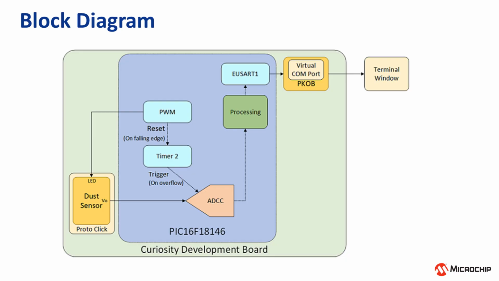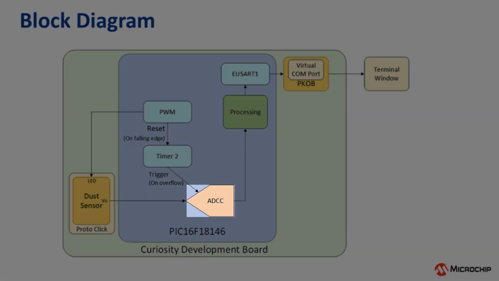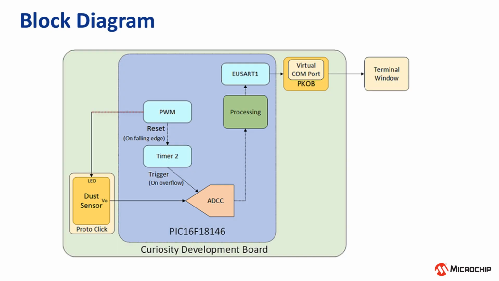On the microcontroller side, this application uses a 16-bit PWM, a timer 2, an EUSART, and an analog to digital converter with computation, or ADCC. The PWM peripheral generates the output signal to drive the IR LEDs, while timer 2 is used to generate the timing signal that triggers the ADCC. Data is sent from the microcontroller to a serial terminal, such as MPLAB Data Visualizer, via the EUSART peripheral.